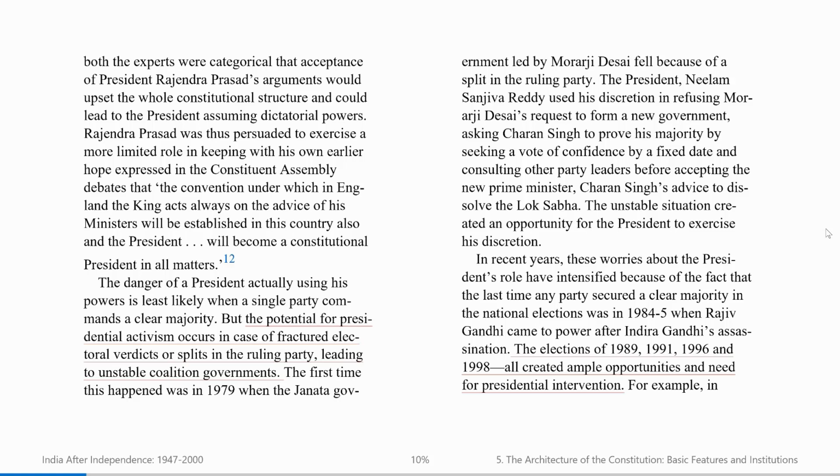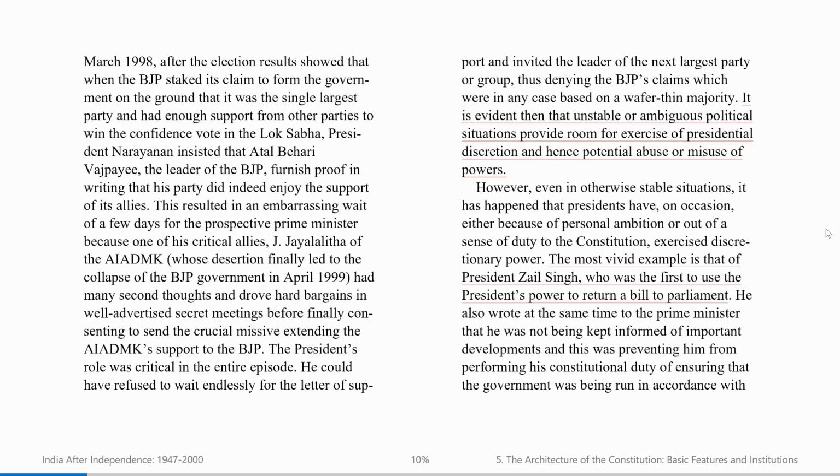So an unstable situation created an opportunity for a president to exercise his discretion, and this has happened many times in 1989, 1991, 1996, 1998, and so on, right? So anytime there's a fractured majority, we will get an activist president, it seems. It is evident that unstable and ambiguous political situations provide ample room for exercise of prudential discretion and potential abuse or misuse of powers, right?